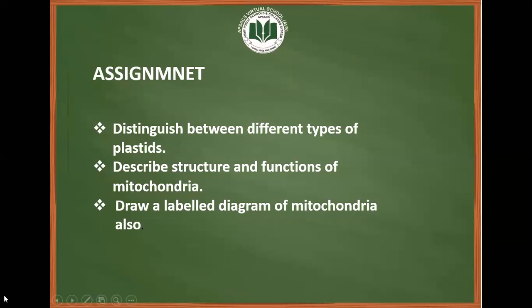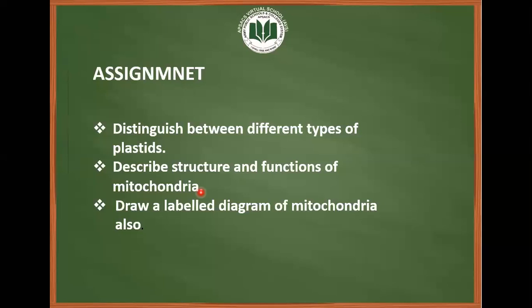So that is all about chloroplast and mitochondria, and we studied different types of plastids as well. Now your assignment for today is that you have to write down the difference between the different types of plastids, which we have learned are three main kinds. Then you have to describe the structure and function of mitochondria. You have to draw the labeled diagram of mitochondria as well, showing outer membrane, inner membrane, matrix, and cristae. You can also show DNA and ribosomes in this structure.